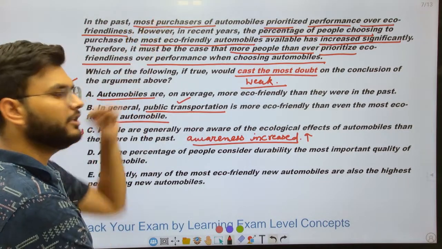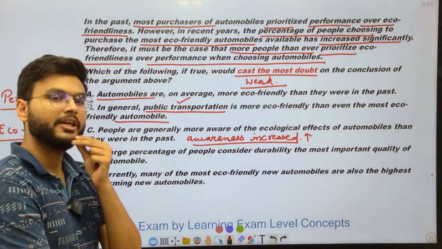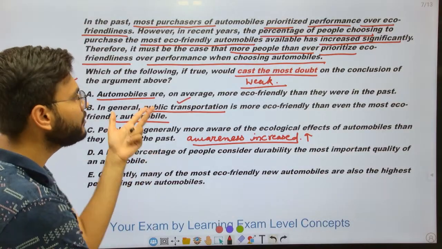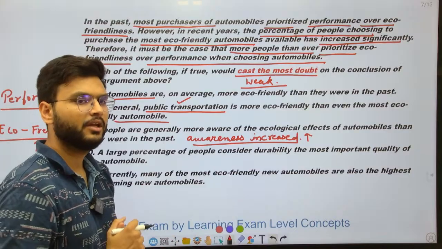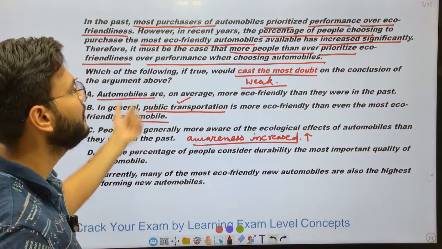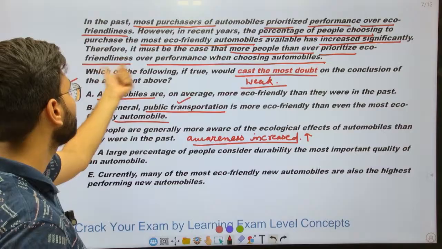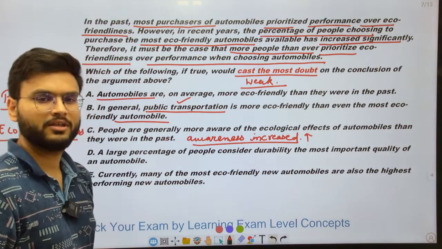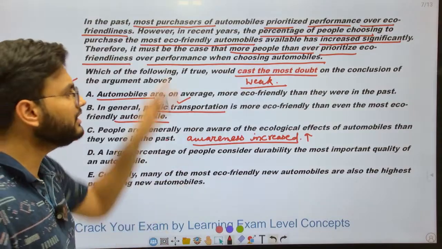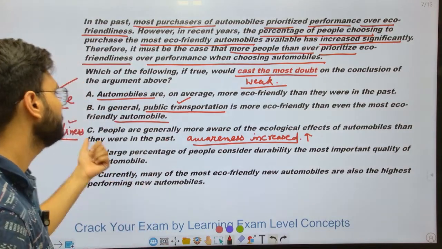It does not weaken, it does not counter the argument. It does not give me a reason to raise a question on the author's conclusion. It is possible people's awareness increased, but then also it is possible that people now have started prioritizing eco-friendliness over performance. It does not counter the argument structure. I need to reduce its persuasiveness. This option choice does nothing.